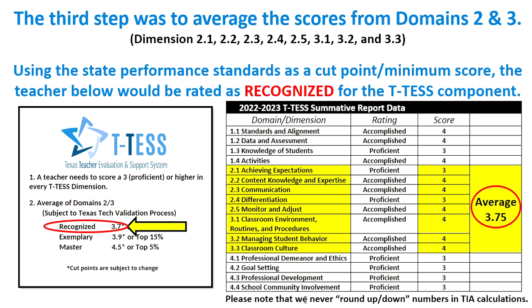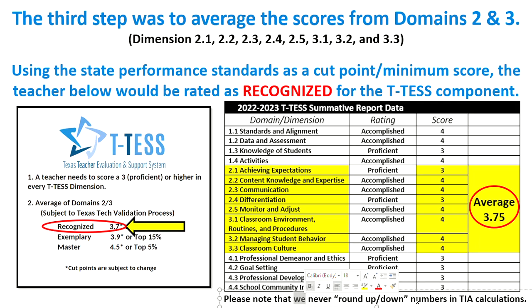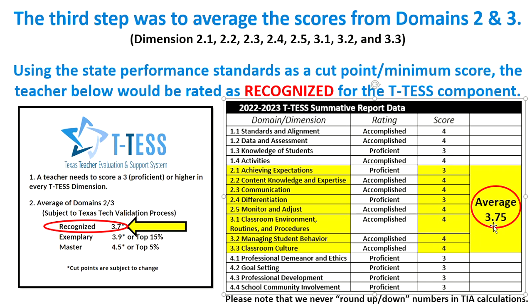Please note that we never round up or down numbers in TIA calculations. So a 3.75 would not turn into a 3.8, it would stay at a 3.75. We never round when we look at designations in TIA.